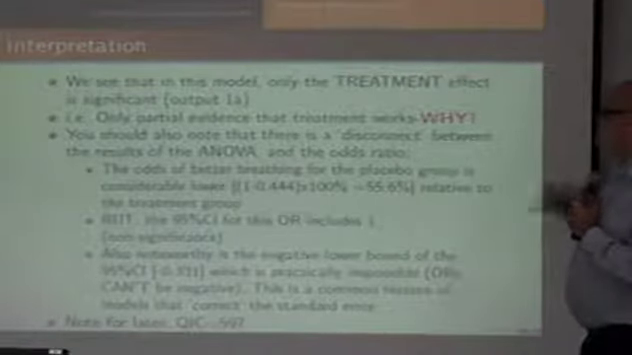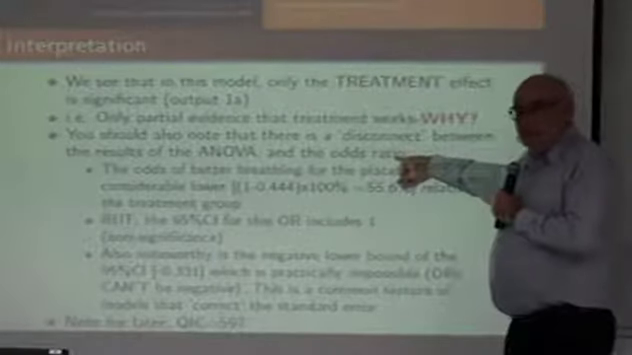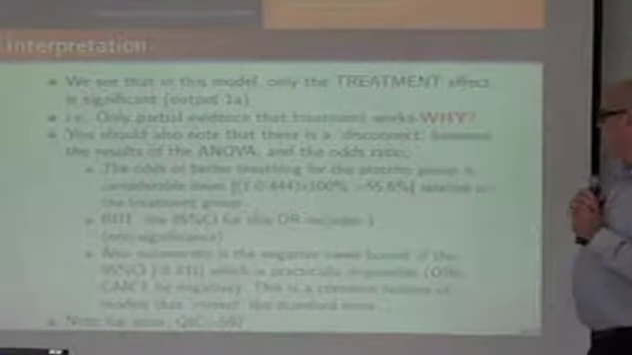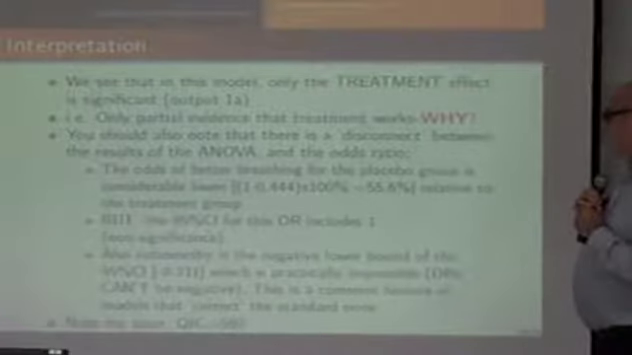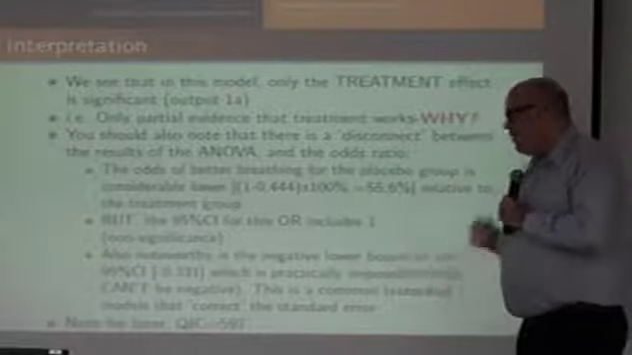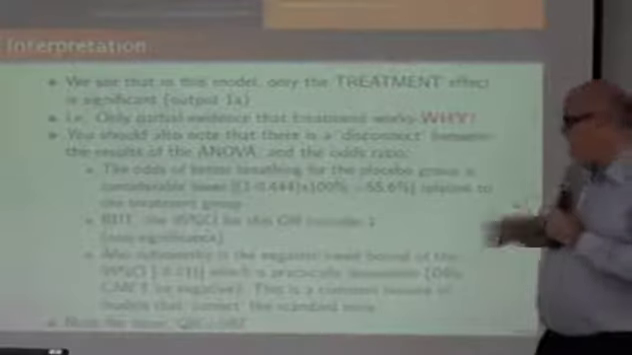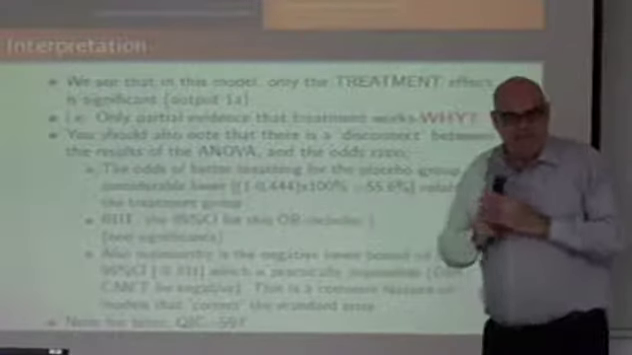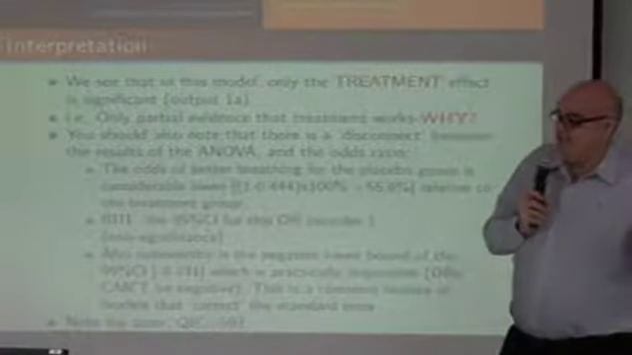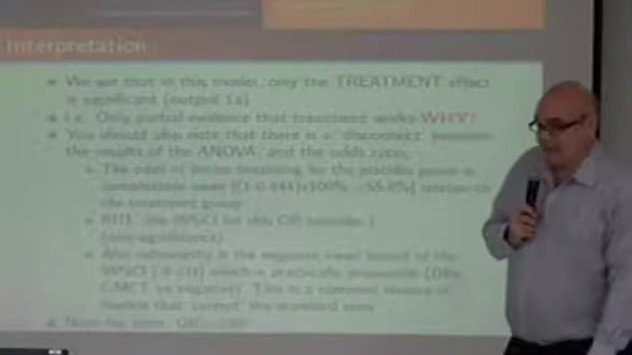We should also note that there is a disconnect between the results of the ANOVA significance test and the confidence intervals. So, okay, I'll leave that. I've commented on that already. Okay, just a note for later, the QIC was 597. Actually, I won't use that because I'm not going to compare different GEEs. Note that I can't compare an AIC from a GLMM with a QIC from a GEE. They're just different numbers, calculated in different ways.